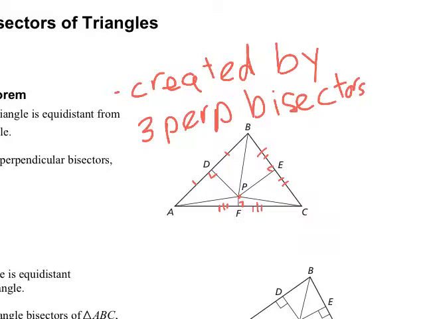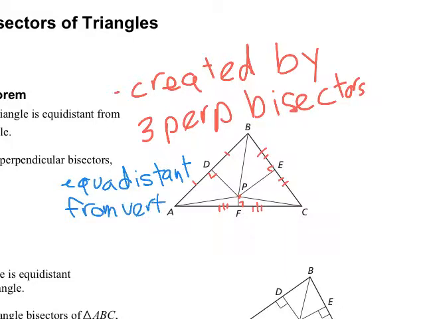Once we identify it's a circumcenter, then we know it's equidistant from the vertices. Let me put it up here: equidistant from the vertices. That means this and this and this are all congruent. So once we decide that we have a circumcenter, we can say it is equidistant from all three vertices. So we're able to discover some information there.